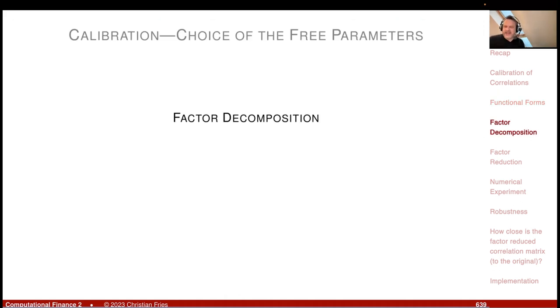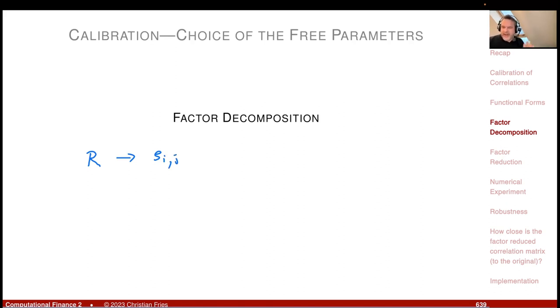So that is what I would like to do with you today: to discuss how we choose the matrix F, these factors that are in front of the independent Brownian drivers. I have a given correlation matrix, for example my exponentially decaying correlation matrix. This gives me my rho_ij.